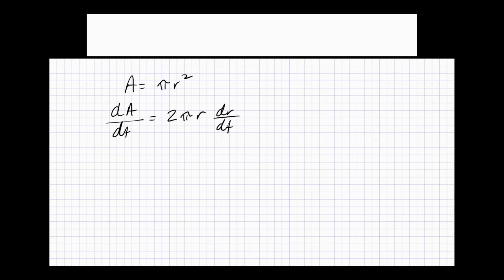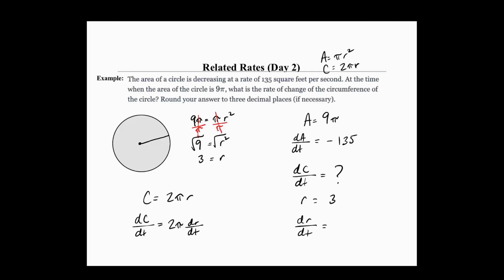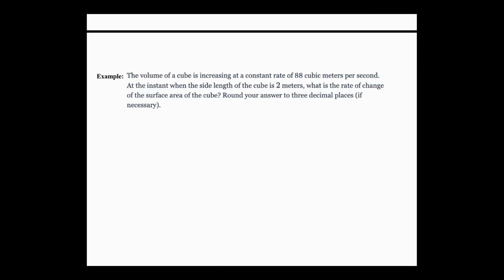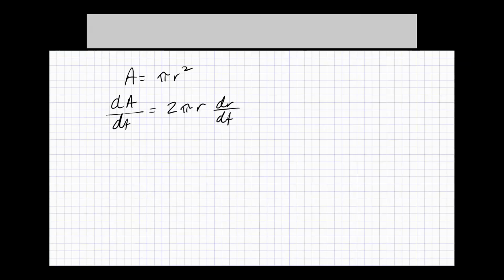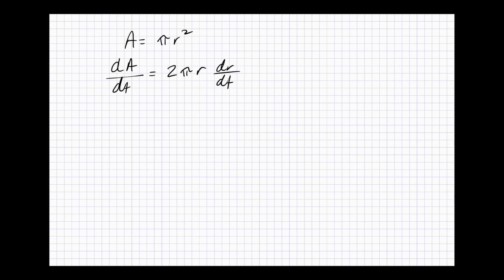So I'm going to plug in my numbers here. I know what dA/dt is, right? Negative 135. Okay, so plug it in and see what dr/dt is. Plug it in and see what dr/dt is. Don't wait for me. We made a list. Use the list.